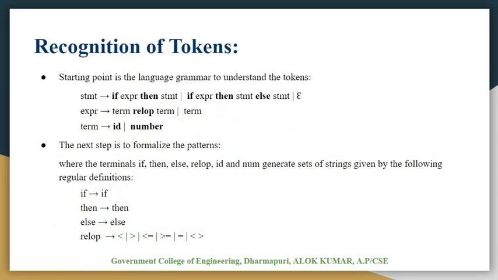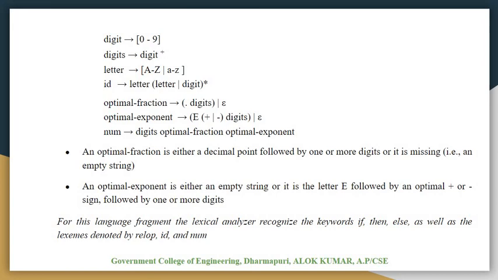Now, optional fraction is either a decimal point followed by one or more digits, or it is missing, that is, an empty string. An optional exponent is either an empty string, or the letter E followed by an optional plus or minus sign followed by one or more digits. For this language fragment, the lexical analyzer recognizes the keywords if, then, else, as well as the lexemes denoted by relational operator RELOP, ID and num.